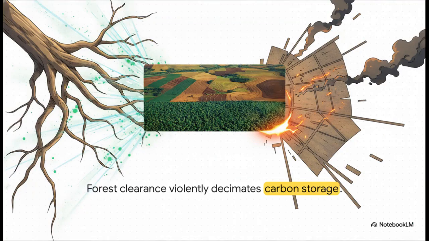This visual boundary is just striking. You have this vibrant, ancient green forest abruptly meeting plowed, perfectly geometric farmland. The initial clearance of this forest for arable farming instantly and violently decimates carbon storage in both the above-ground biomass, the trees, and the below-ground biomass, which is all those root systems.